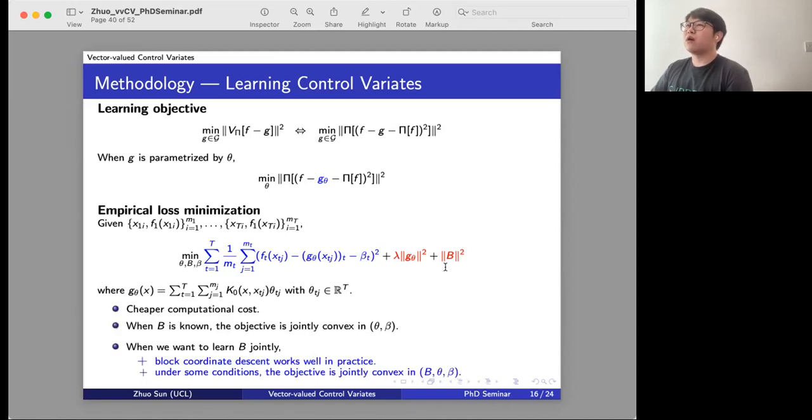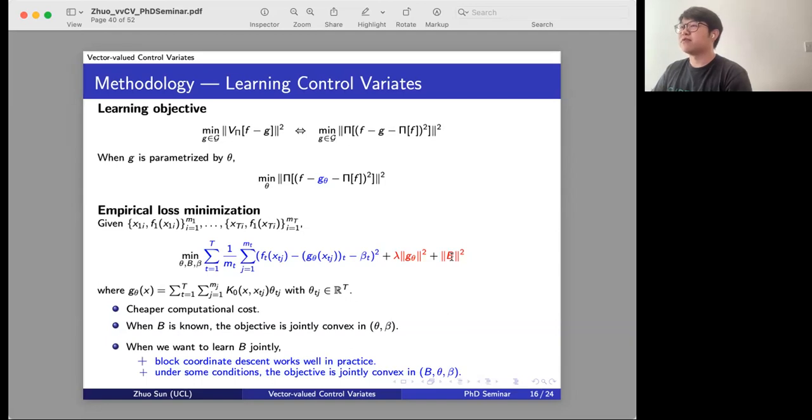So when B is none, we remove this term. Then these two terms are jointly convex in terms of theta and betas, so all standard guarantees apply, and they can achieve their global optimum.